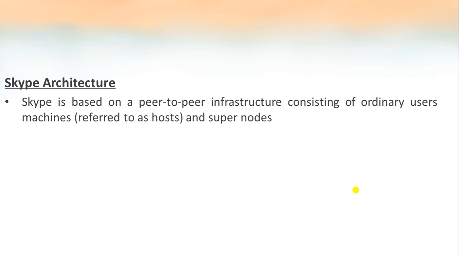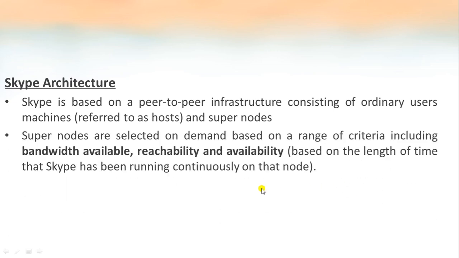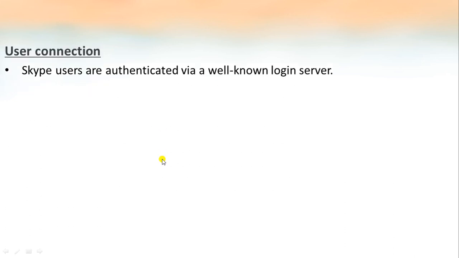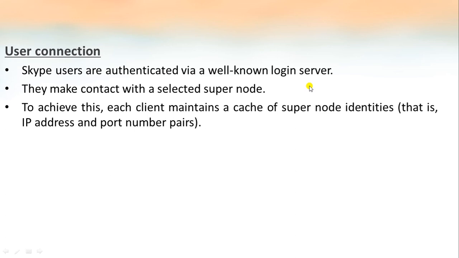As discussed, it is a peer-to-peer infrastructure consisting of ordinary users and supernodes, where supernodes are selected on demand based on a range of criteria including bandwidth availability, reachability and availability. First is user connection. We have a host node, and Skype users are authenticated via a well-known login server. They make contact with selected supernodes.